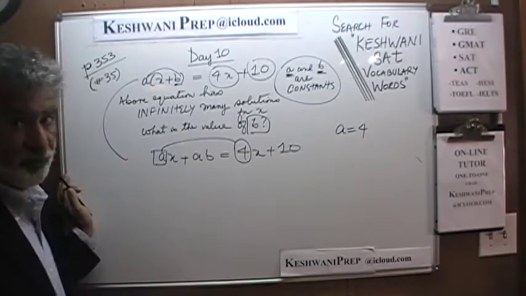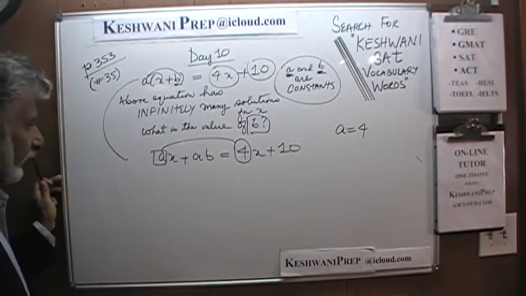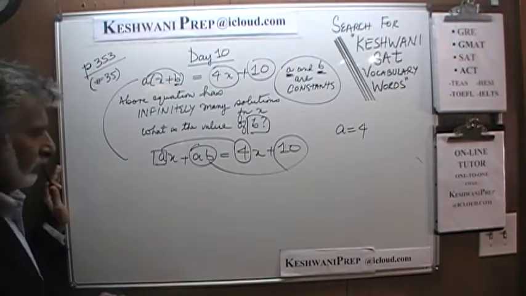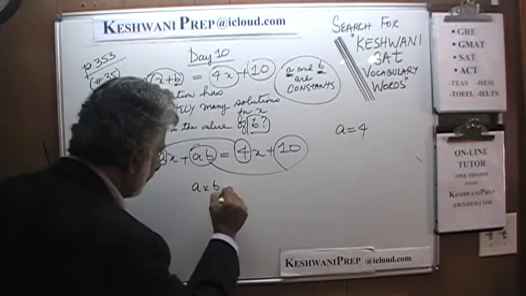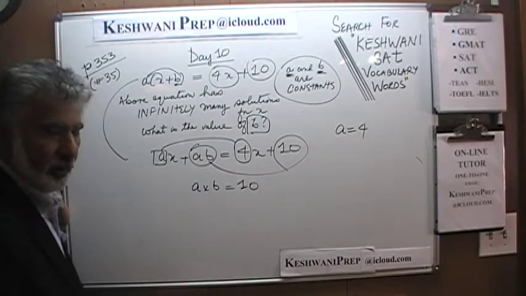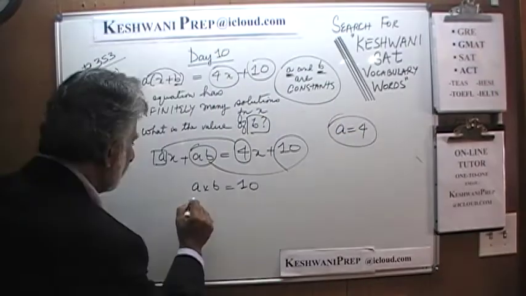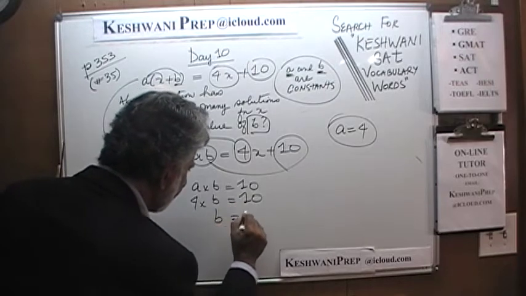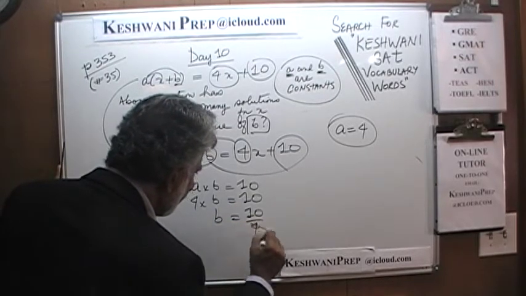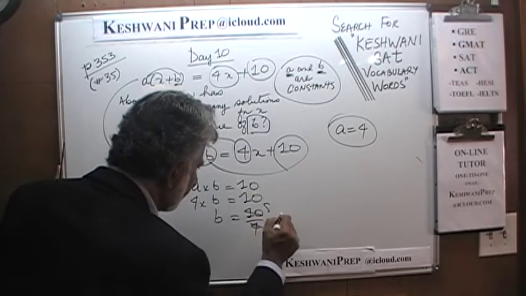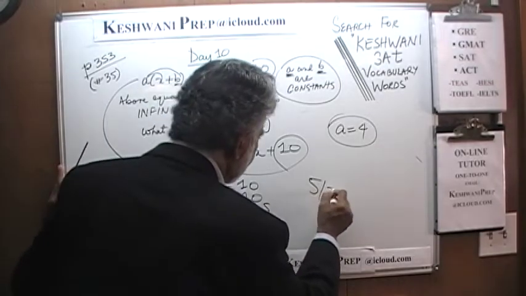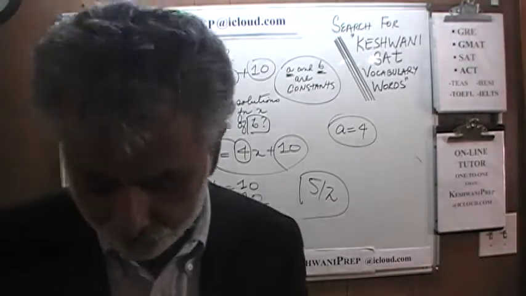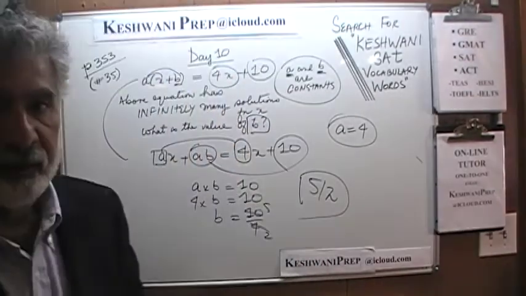The question was how much is b? Well, we will figure that out in a second. And therefore, a times b would have to equal 10. If a times b equals 10, and we already know that a equals 4, we can figure out the b. And therefore b equals 10 divided by 4, which is simply 5 halves. How much is b? The answer is 5 halves. And that's what you want to grade in there, 5 over 2. That was number 35.